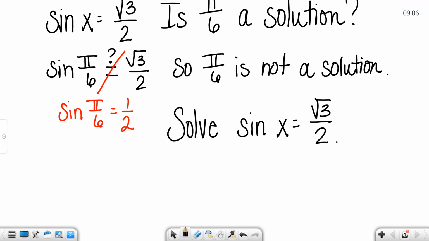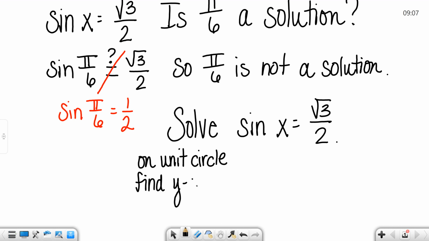But if I'm looking at the unit circle, then what I'm looking for, we know sine is the y coordinate of our ordered pairs. So on the unit circle, you need to find a y coordinate of square root of 3 over 2. That's what we're looking for. Well, on the unit circle, you're going to find that in two places, right?